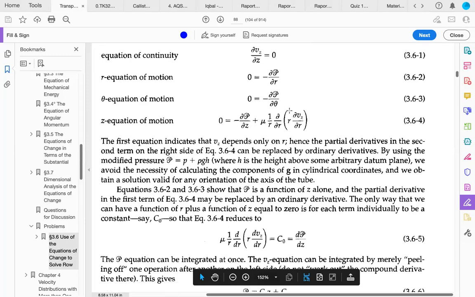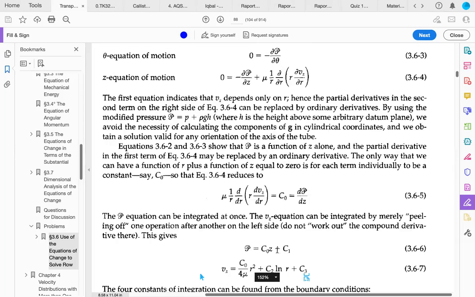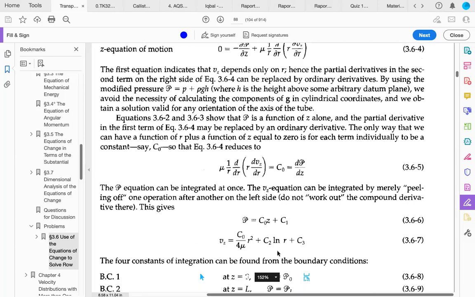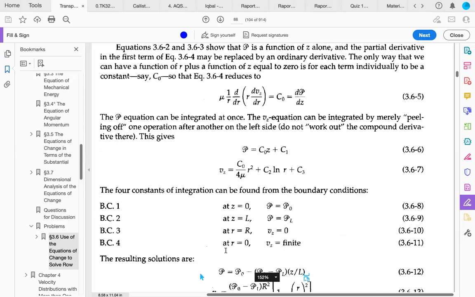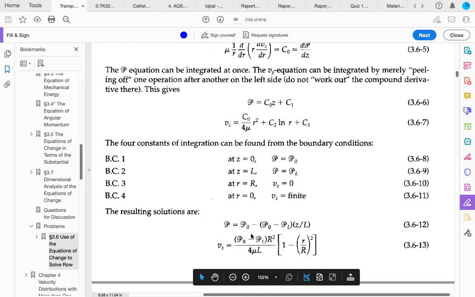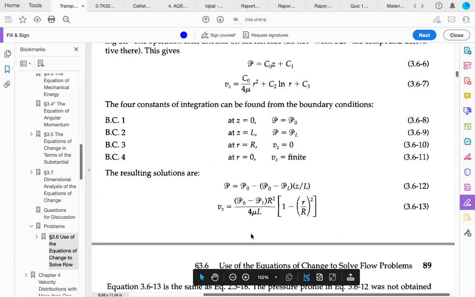After that we have to do the integration, the second integration, and then we'll end up with some boundary conditions there. Then again the resulting solution is similar with the previous one with the mass balance.